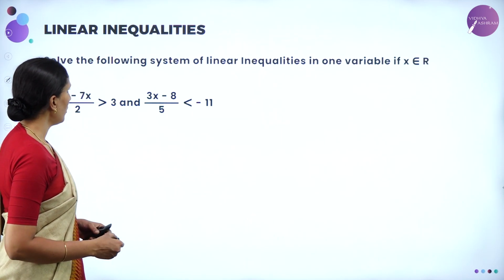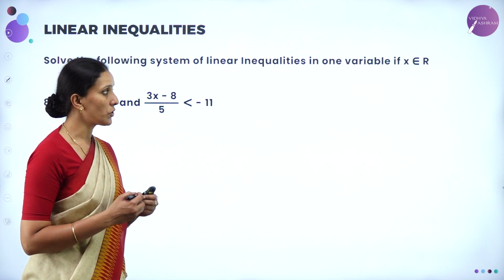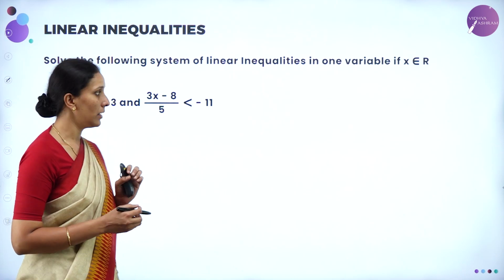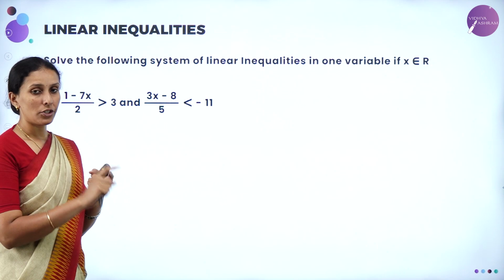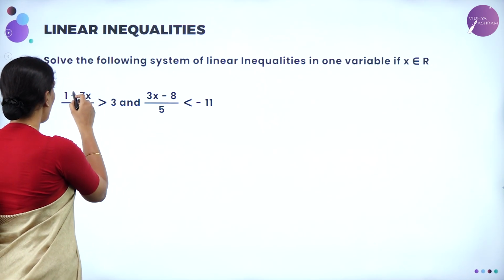Next. Solve the following system of linear inequalities in one variable if x belongs to R. So here the condition is x belongs to the set of real numbers and we have two linear inequalities here. Based on the two conditions, we need to find the common solution for both the inequalities. So now let us solve this.